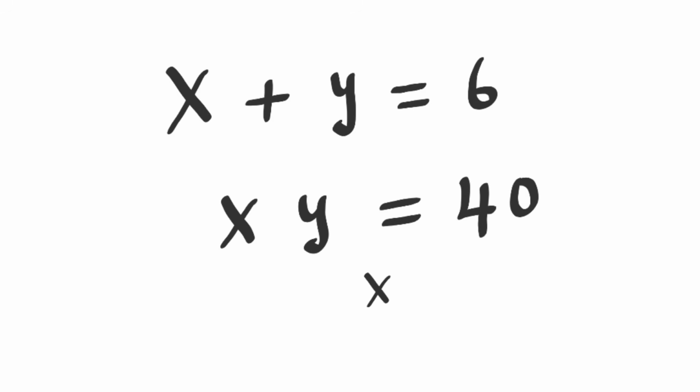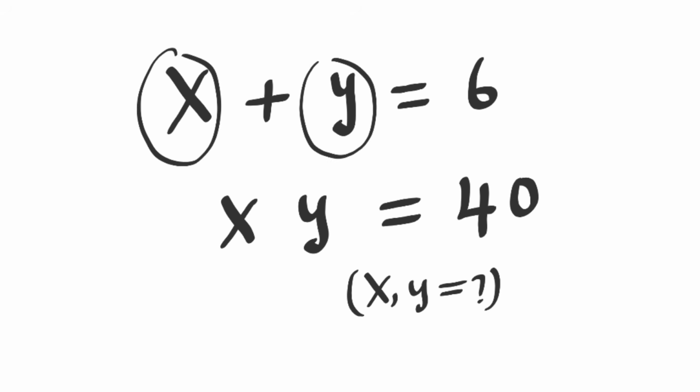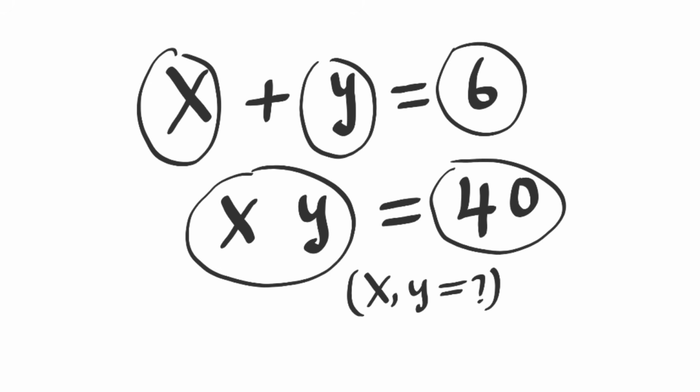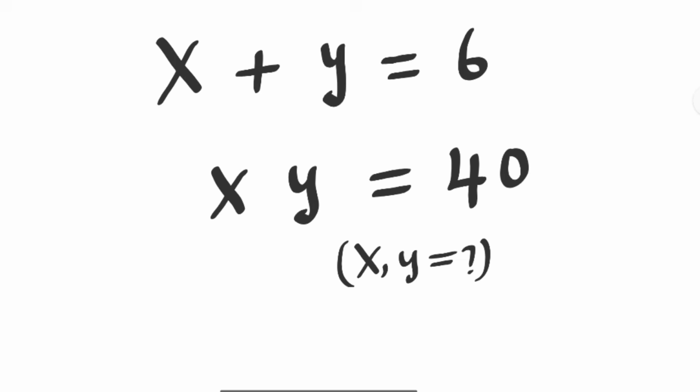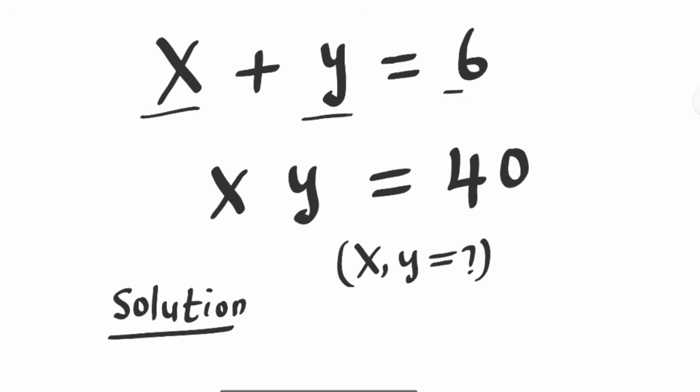Let us solve for x and y. Given x plus y is equal to 6, xy is equal to 40. x plus y is equal to 6, let us call this equation 1. xy is equal to 40, let us call this equation 2.